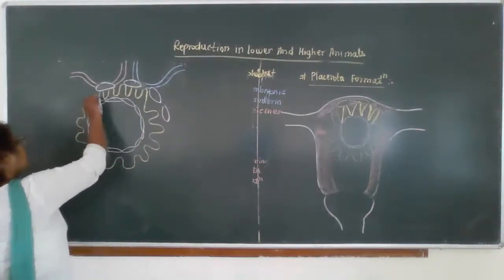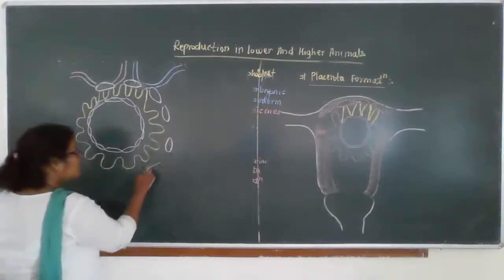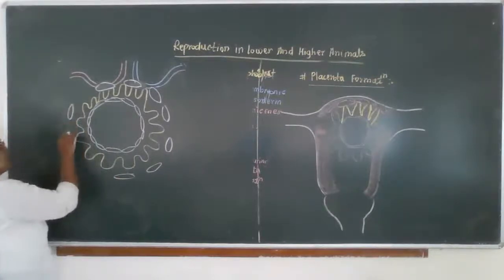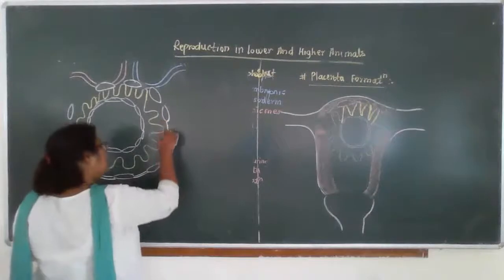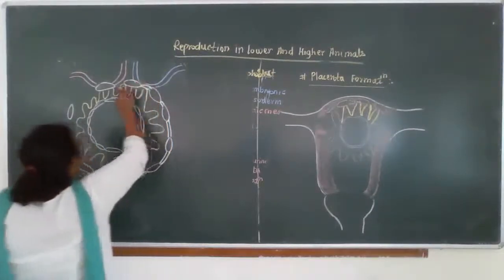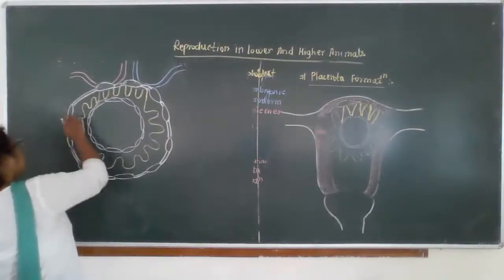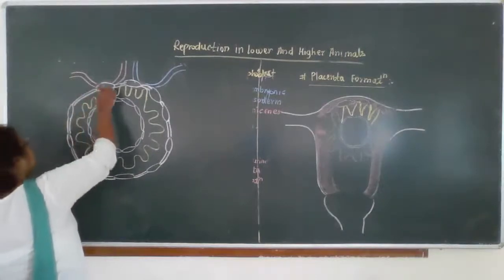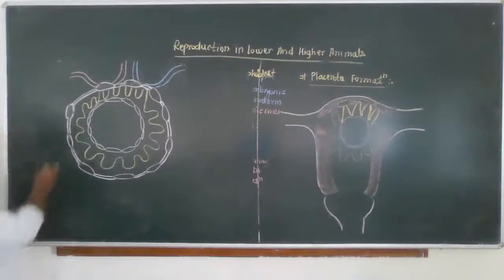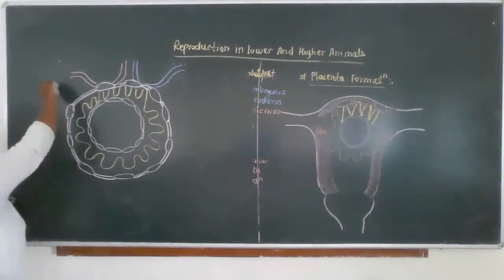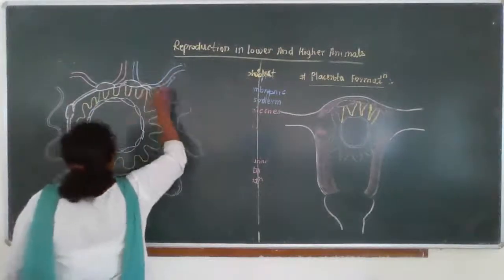So this is the syncytiotrophoblast, and the syncytiotrophoblastic cells are here. Here are the blood vessels, and these are the lacunae, the spaces. How it is formed, I am explaining further on. These lacunae are interconnected with each other and form the lacunar system. Around it there is a network of blood vessels. These are the maternal blood vessels, right?